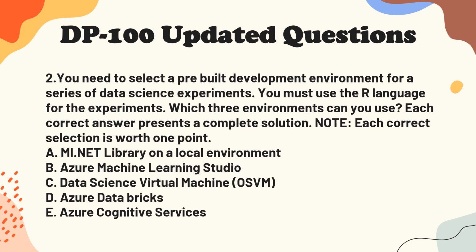2. You need to select a pre-built development environment for a series of data science experiments. You must use the R language for the experiments. Which 3 environments can you use? Each correct answer presents a complete solution. Note: each correct selection is worth 1 point. A. ML.NET library on a local environment. B. Azure Machine Learning Studio. C. Data Science Virtual Machine (DSVM). D. Azure Databricks E. Azure Cognitive Services.